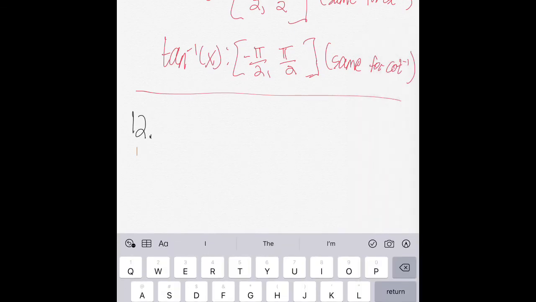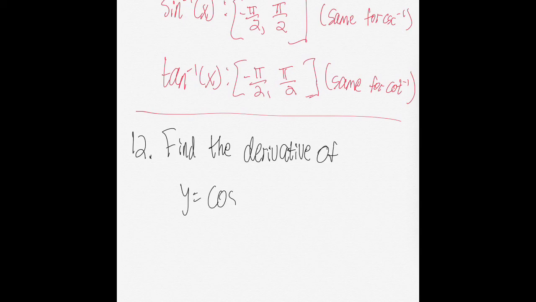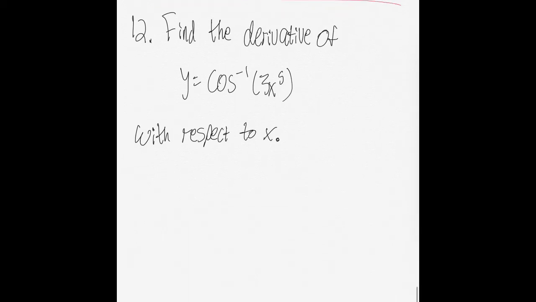Problem 12. Oh, okay, so now we're going to find an inverse trig derivative. Find the derivative of y equals cosine inverse, or arc cosine, of 3x to the 5th with respect to x.